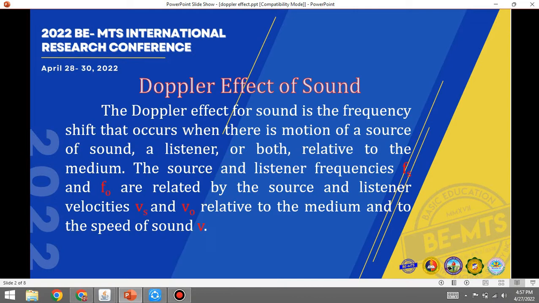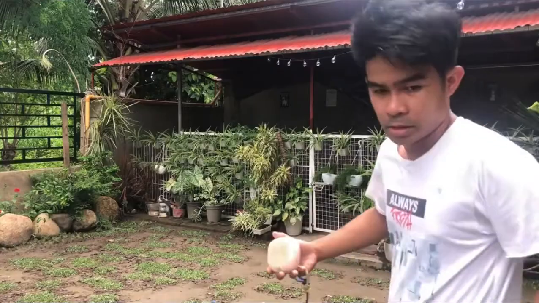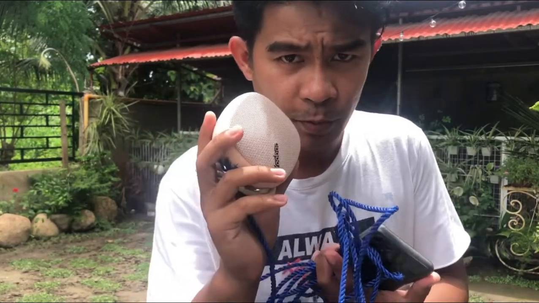Okay, so I have a demonstration on this one. I'm going to demonstrate to you the Doppler effect of sound. The Doppler effect of sound is the effect when there is relative motion between the source of the sound wave and the observer. I have here the speaker. I'm going to play a pure tone sound whose frequency is 400 Hz. This is how it sounds when the speaker is stationary relative to you.